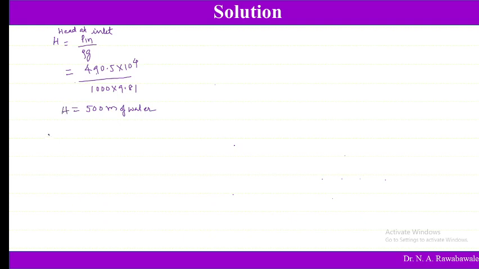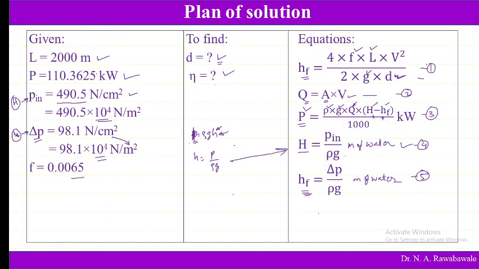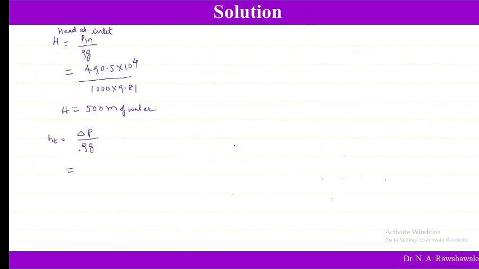Now HF is equal to delta P divided by rho g. So head loss due to friction is nothing but the drop in pressure divided by rho g. So the drop in pressure which is given to us in this problem is 98.1 Newton per centimeter square. So 98.1 into 10 to the power of 4 divided by rho, which is 1000, the density of water, into acceleration due to gravity, 9.81. So on simplification, we get this HF as 100 meters. Now we know H and HF.